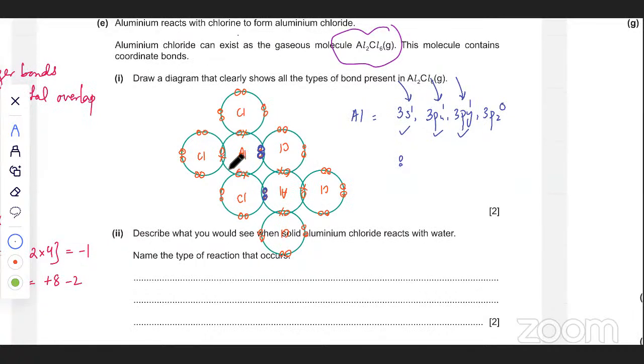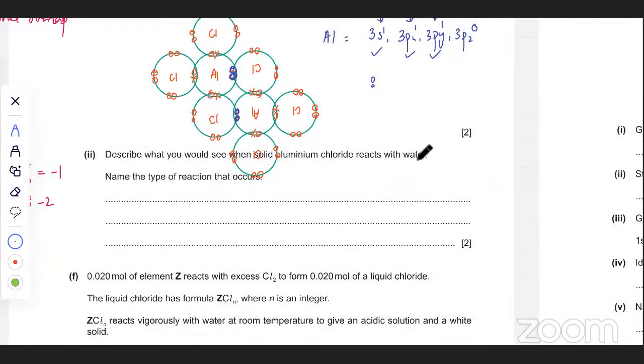Now describe what you would see when aluminium chloride reacts with water. Name the type of reaction that occurs. So when AlCl3 reacts with water, there are a couple of equations for this, and again, this is inorganic. You need to know period 3. One equation used to be acceptable.